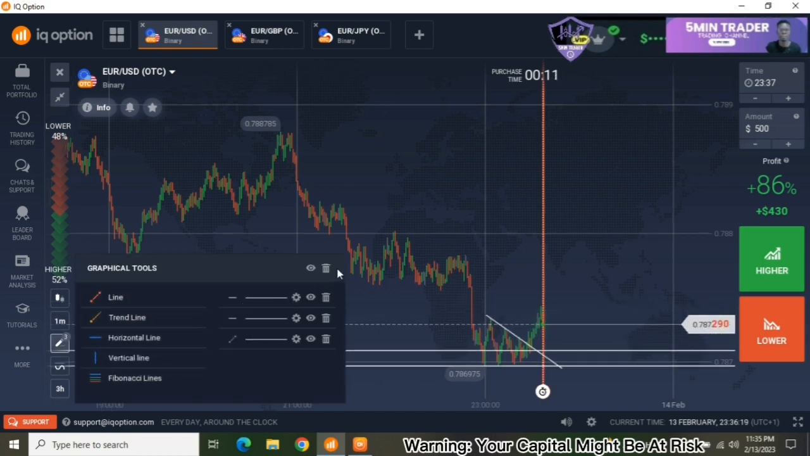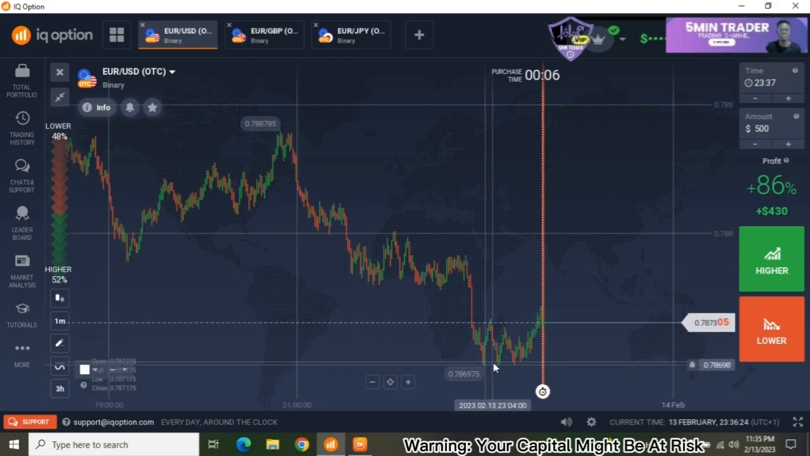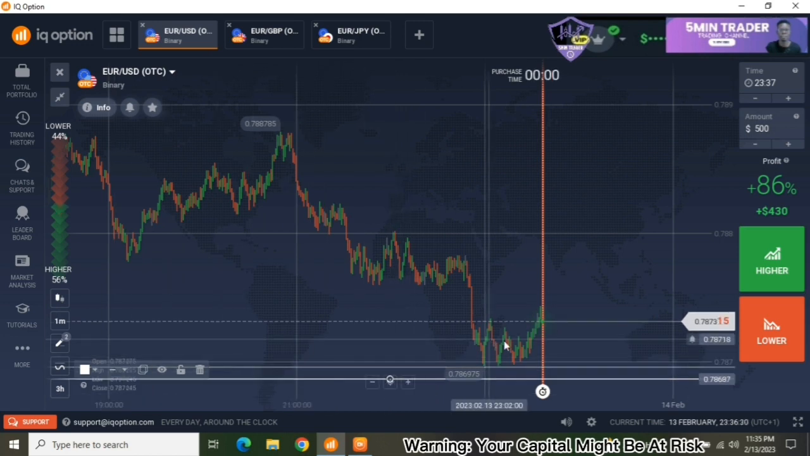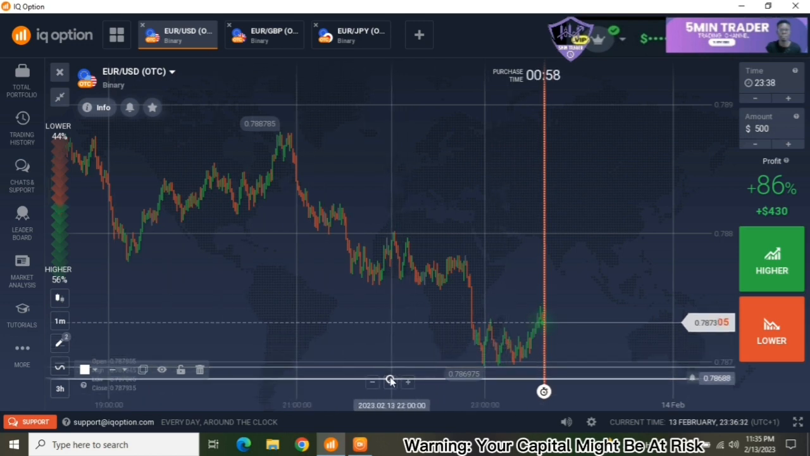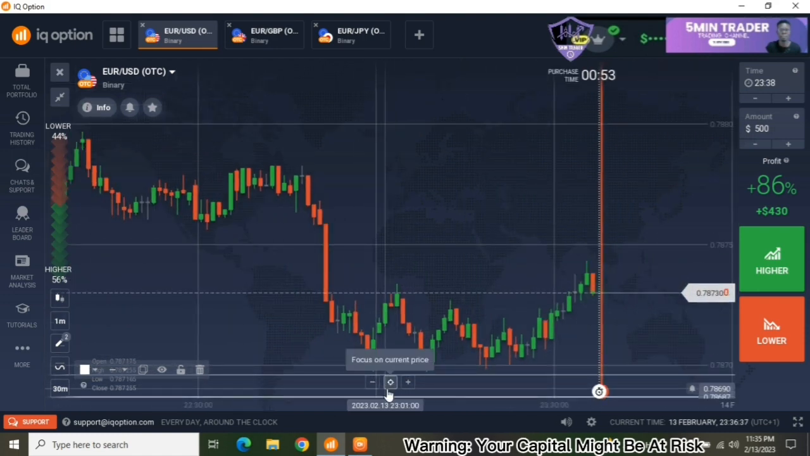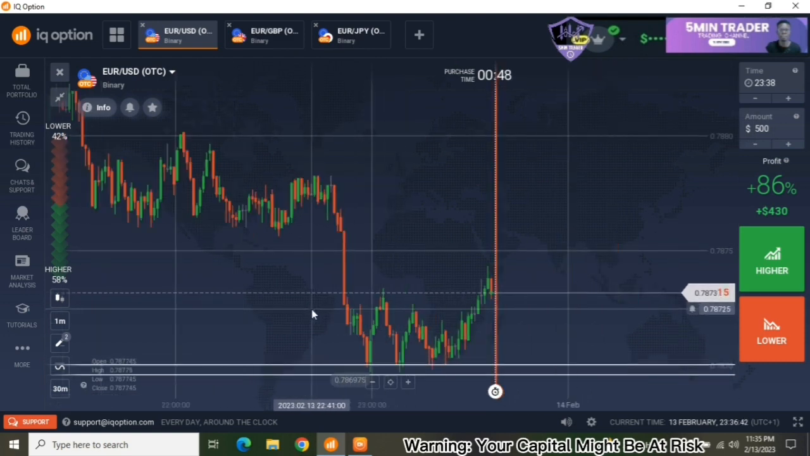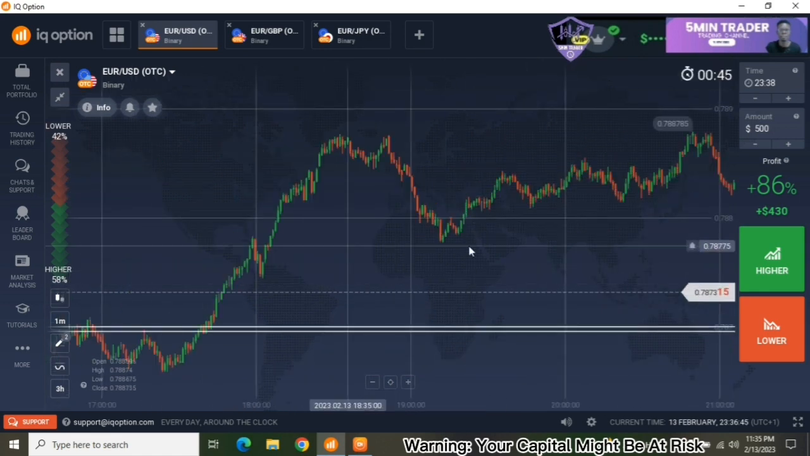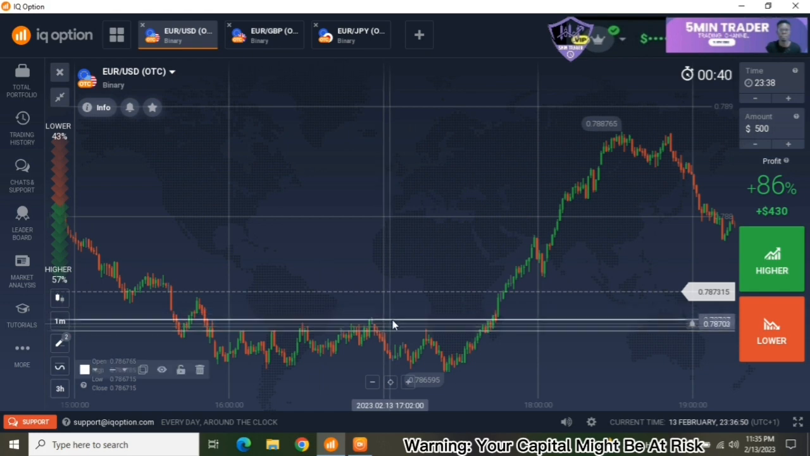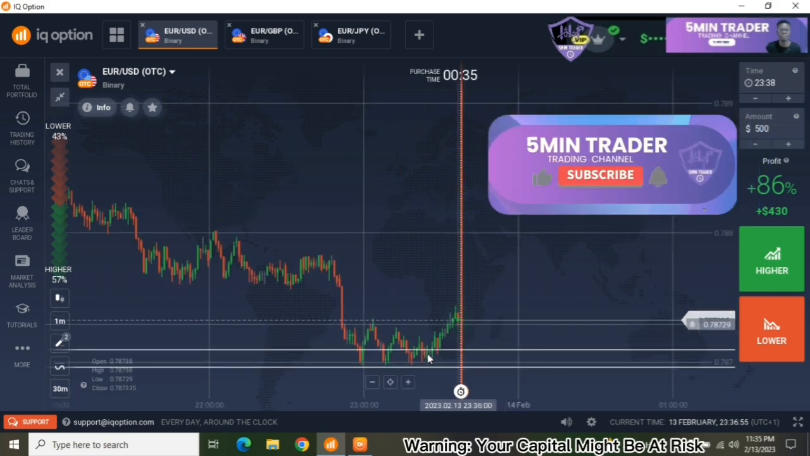So the first thing I did was draw a horizontal level of support over here, and I had to make it a zone. But this was not the zone I used. I had to go back in time to get the whole of this zone. So this was the zone that I used. So this was the whole area of support.